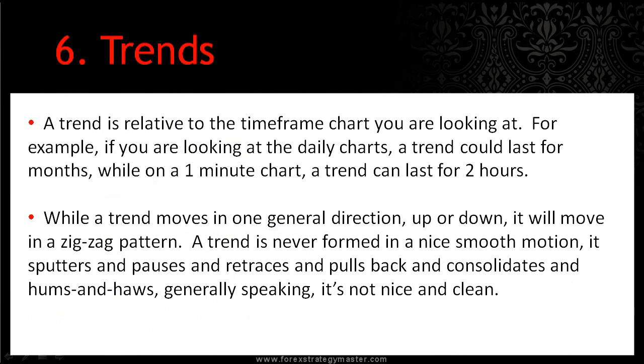A trend is relative to the time frame chart that you're looking at. For example, if you're looking at the daily charts, a trend could last for months, while on a 1-minute chart, a trend can last for 2 hours. While a trend moves in one general direction, up or down, it will move in a zigzag pattern. A trend is never formed in a nice, smooth motion. It sputters and pauses and retraces and pulls back and consolidates and hums and haws. Generally speaking, it's not nice and clean.